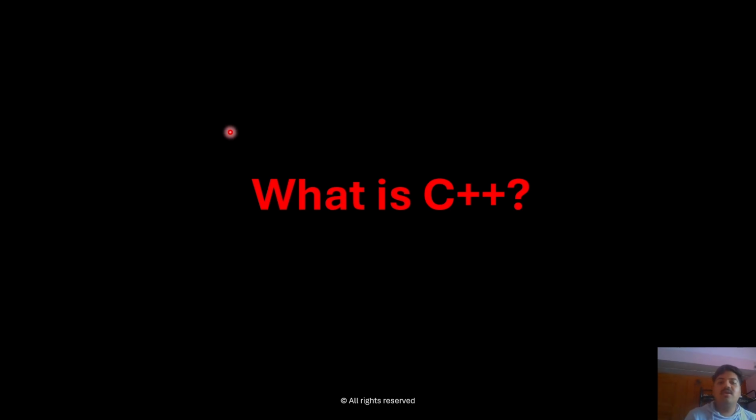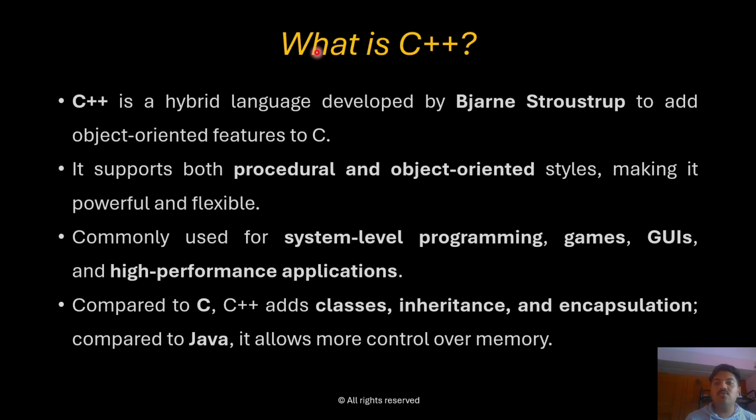Hello everyone. In this video, we will be talking about what is C++. As we all know, we have discussed C++ in many of our videos, so we will be discussing in detail what is C++. So C++ is a hybrid language developed by Bjarne Stroustrup to add object-oriented features to C.